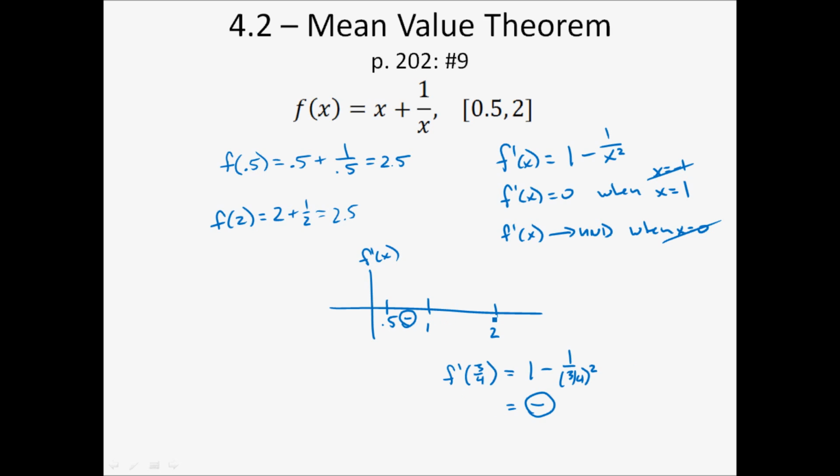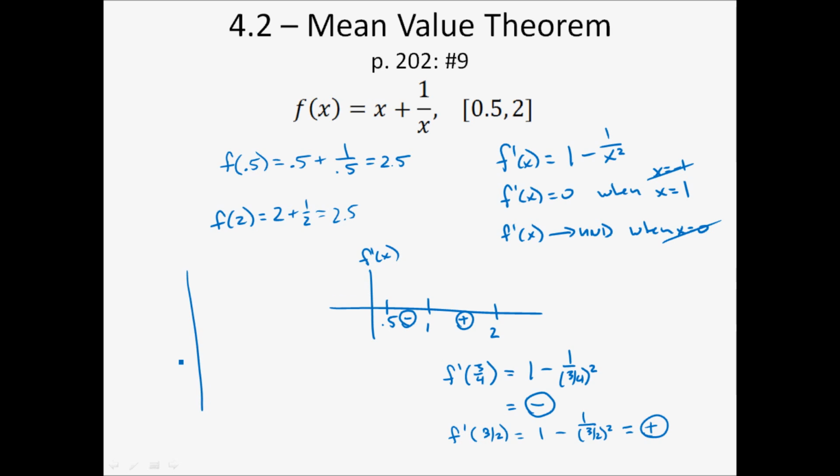Okay, now let's figure out a point in between 1 and 2. So I'm going to do 1.5. Alright, so 1 minus 1 over 3 over 2 squared. 3 over 2 squared is 9/4. The reciprocal of that is 4/9. 1 minus 4/9 is 5/9, but all I really care about is that that is positive. Okay, so the sign chart tells me a lot. Since the derivative is negative in this region, we know our function is decreasing in that region. And since our derivative is positive here, we know our function is increasing in that region.